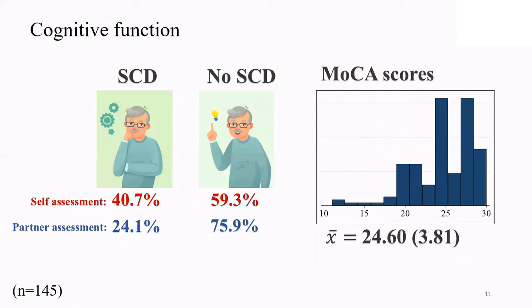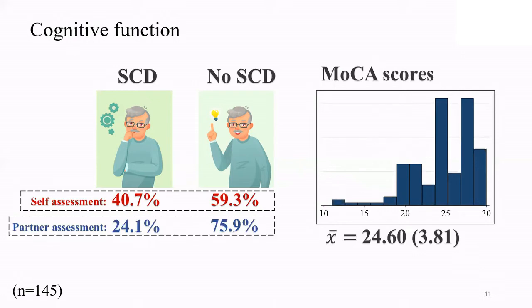As for the measures of cognitive function, you can see here on the left that a minority of participants, just over 40%, reported concerns of subjective cognitive decline. It's worth noting, however, that the participants themselves appeared to be more critical than their study partners were. Only 24% of the study partners believed their enrolled participant was experiencing any noticeable signs of cognitive decline.